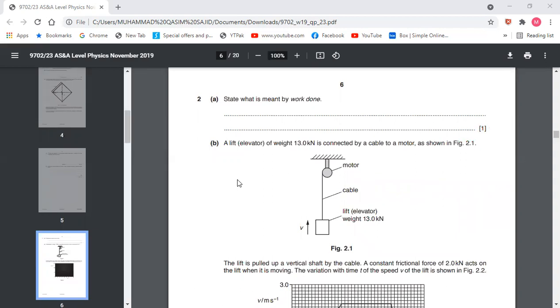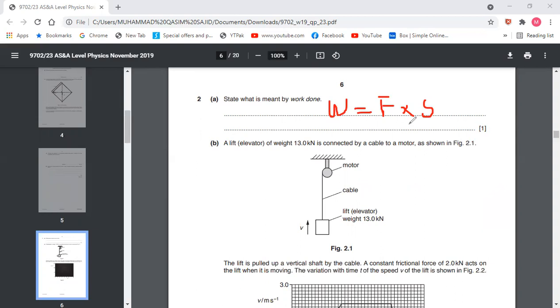Now the second is basically: state what is meant by work done. So work done is equal to force into the distance covered, that is W is equal to Fs or Fd. So work basically is the product of force into the distance covered.